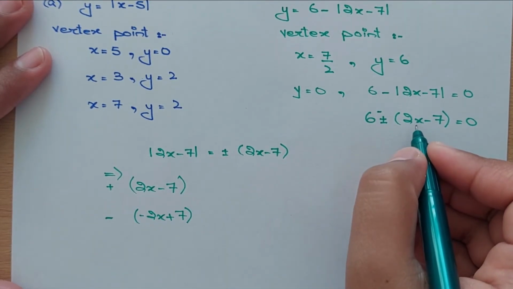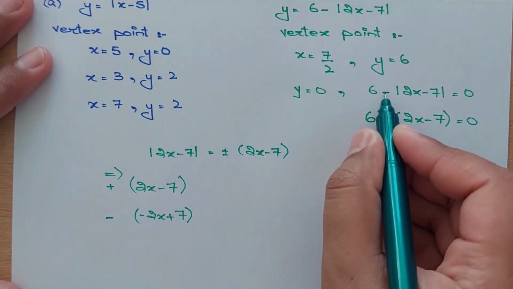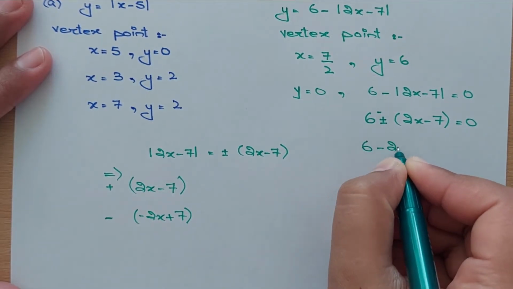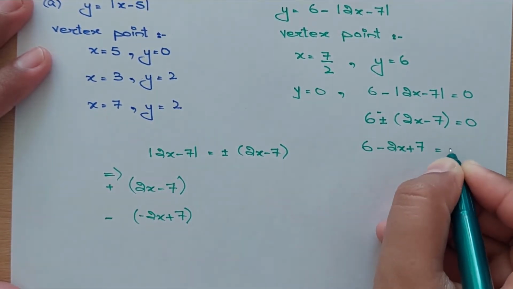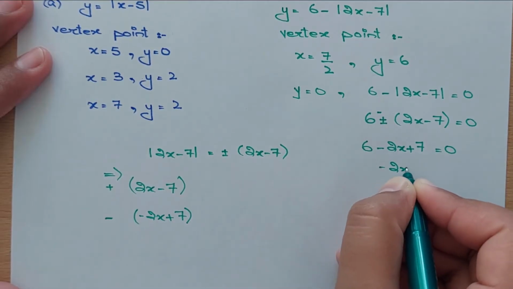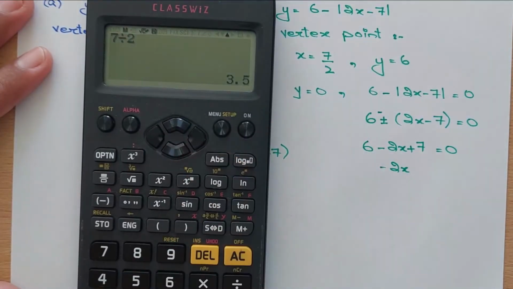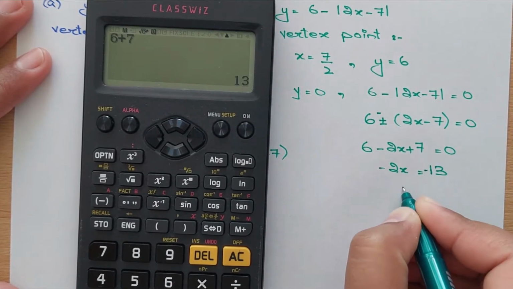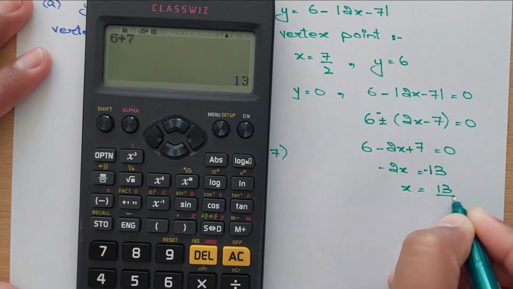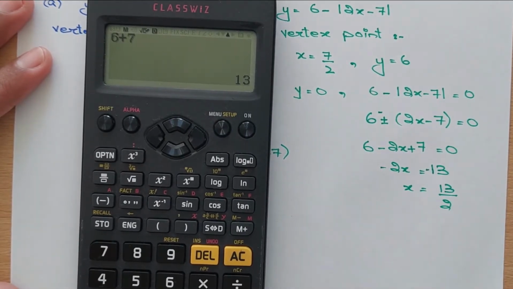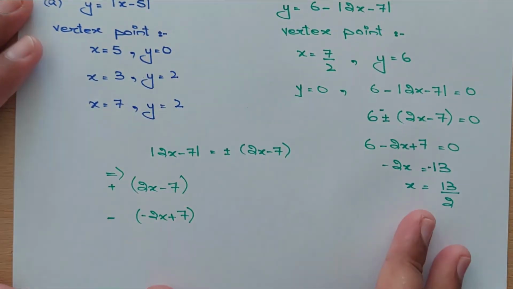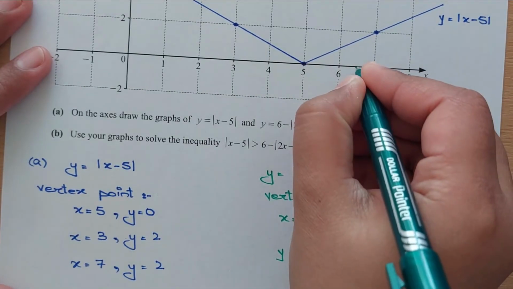Now substitute over here with a plus, and the minus sign is also outside, so you have to change the signs. So 6 minus 2x plus 7 equals 0. From here, minus 2x, 6 plus 7 is 13, and shifting, minus 13, x is equal to 13 by 2. This is my x-intercept when y is 0. What is 13 by 2? That is 6.5, between 6 and 7, this point.